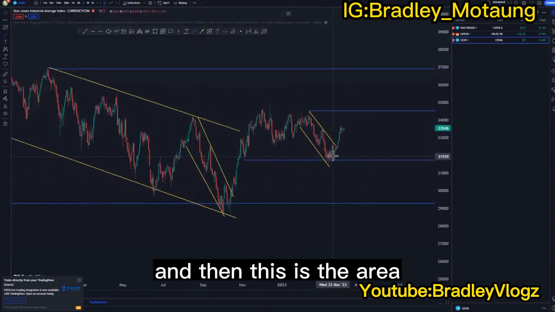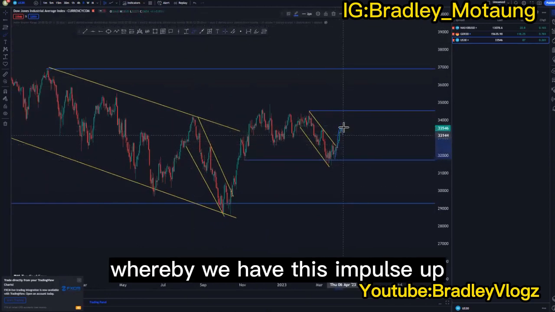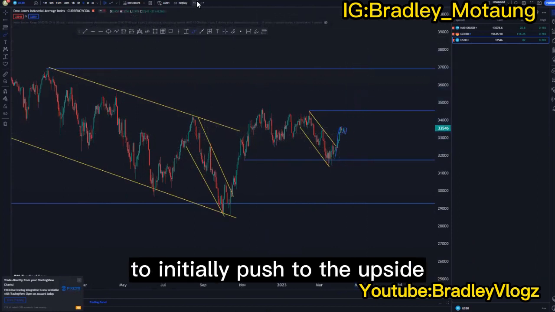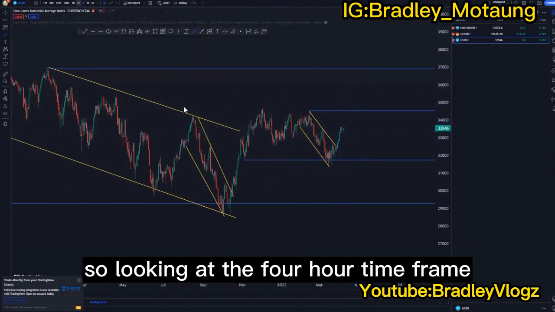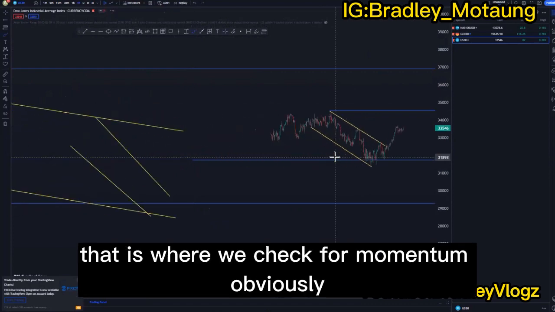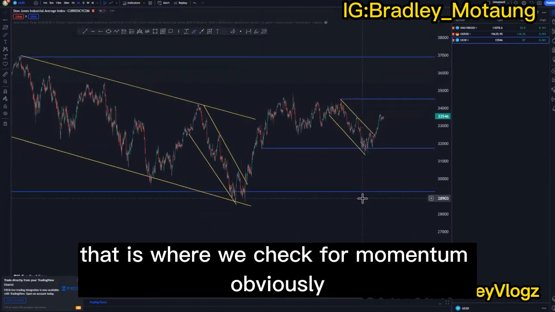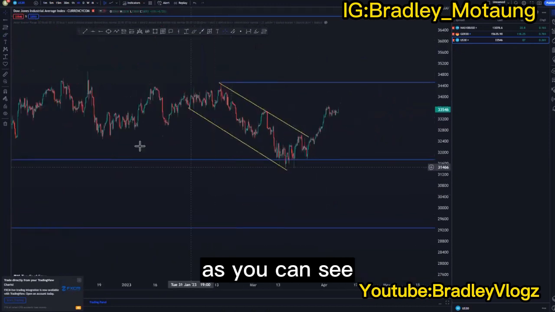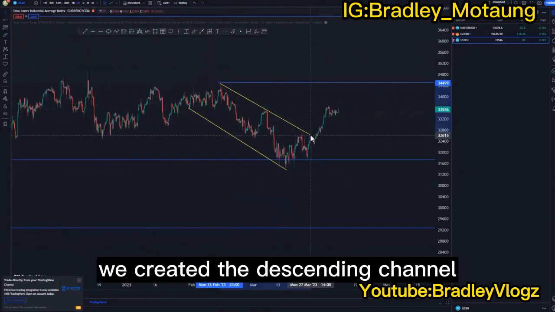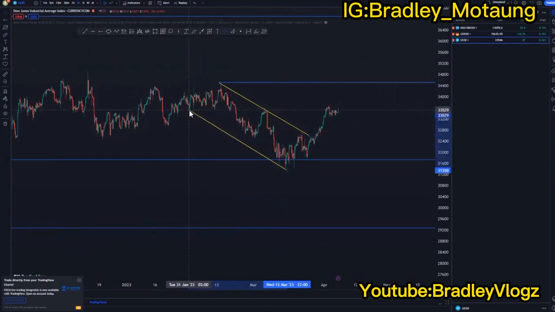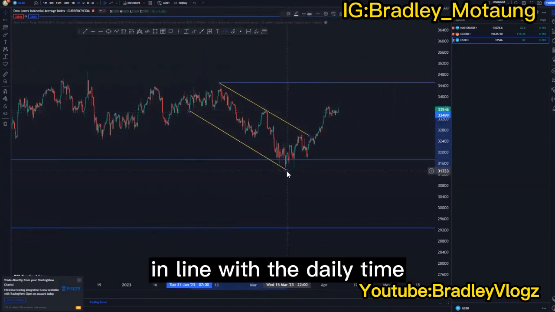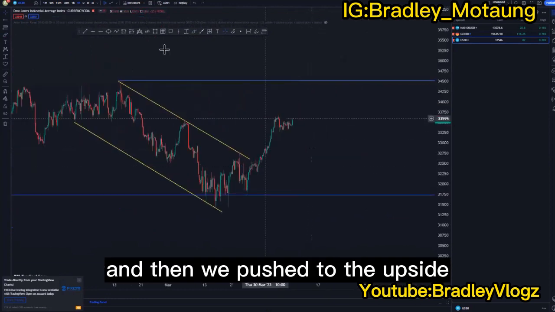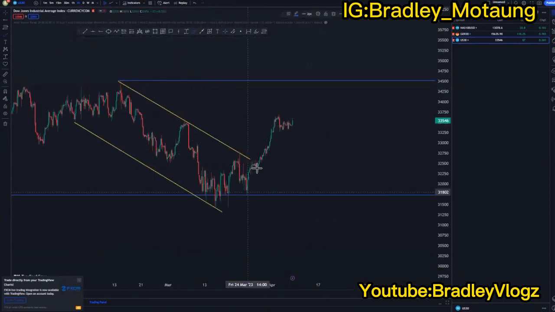And then this is the area whereby we have this impulse up, and then we have the corrective move on the lower time frame to initially push to the upside. So looking at the 4 hour time frame, that is where we check for momentum, obviously. And then the momentum is okay. As you can see around this point, we created the descending channel in line with the weekly time frame and the daily time frame. And then we pushed to the upside just like this.